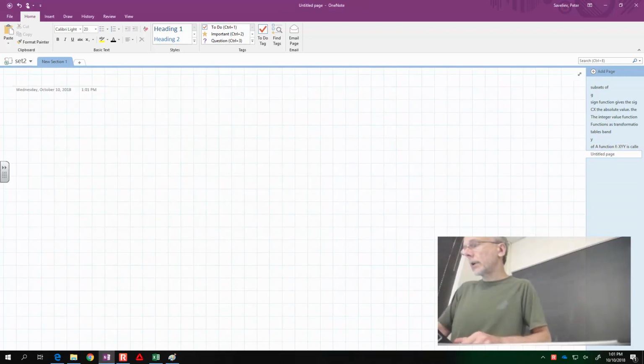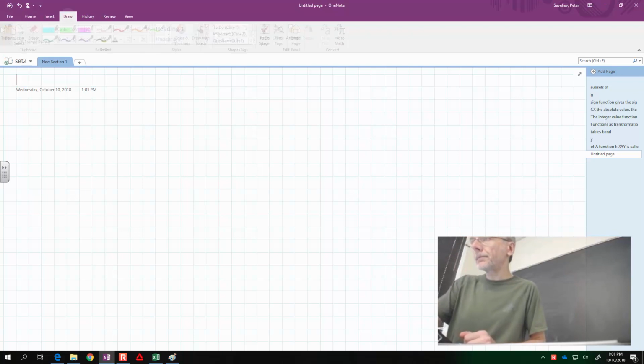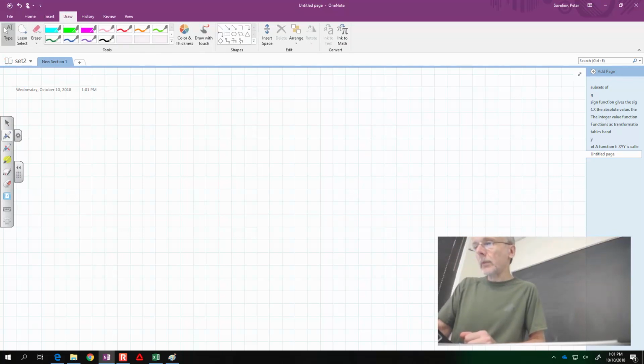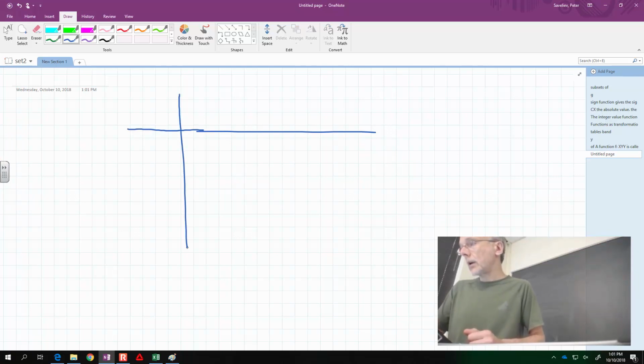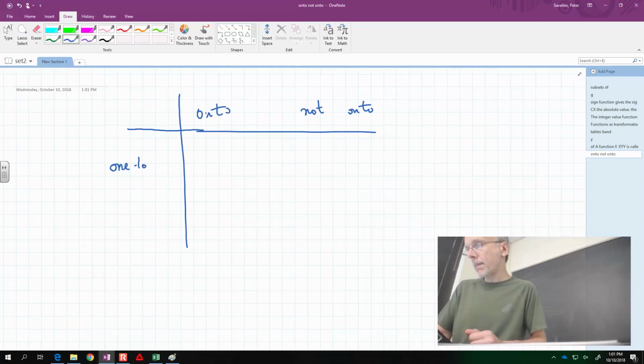So as a summary, I'm going to put a table of just 4 cells. So onto, not onto. And then 1-to-1, not 1-to-1.